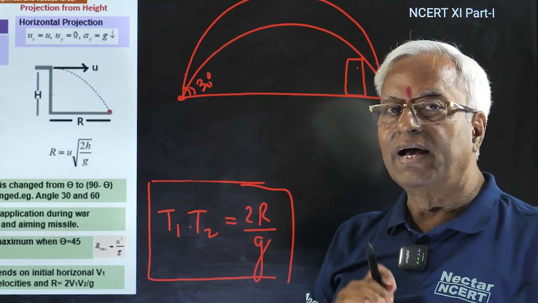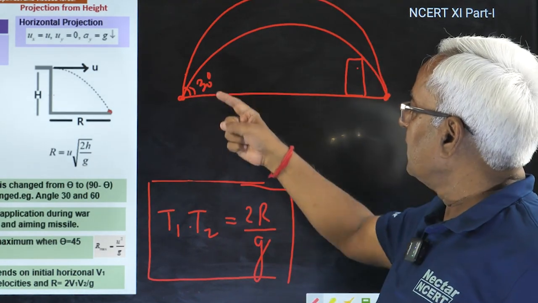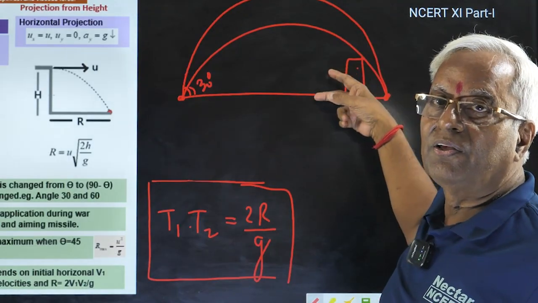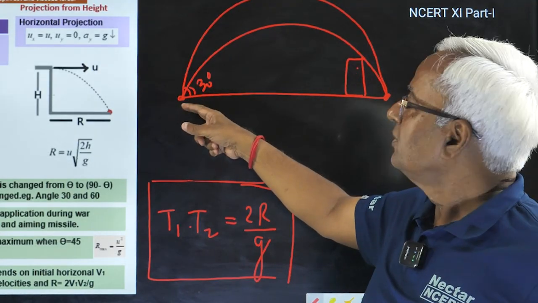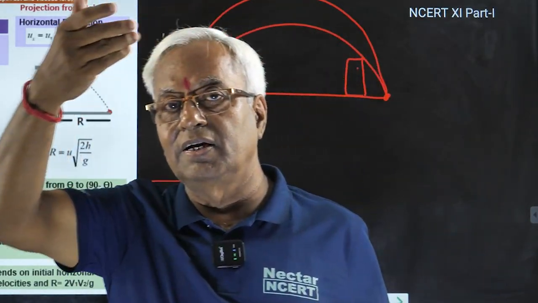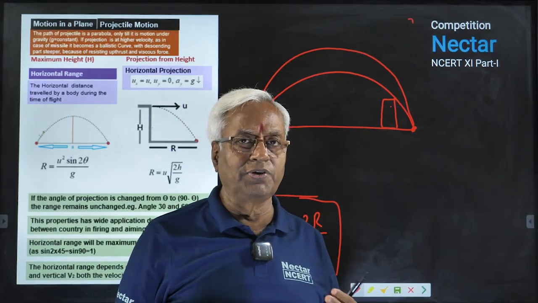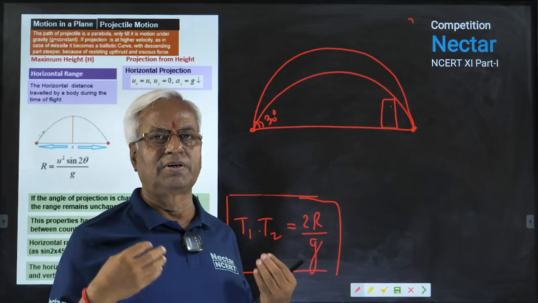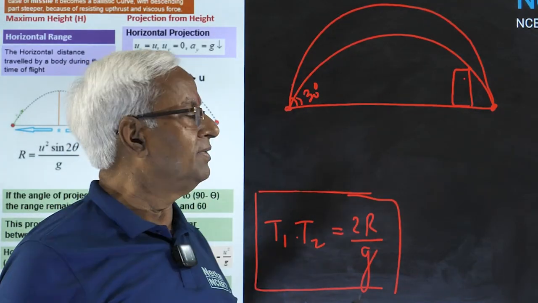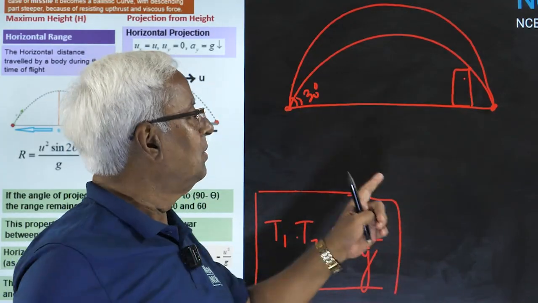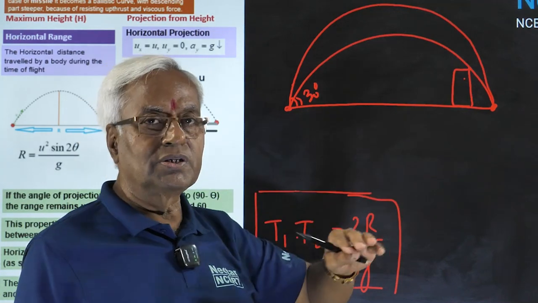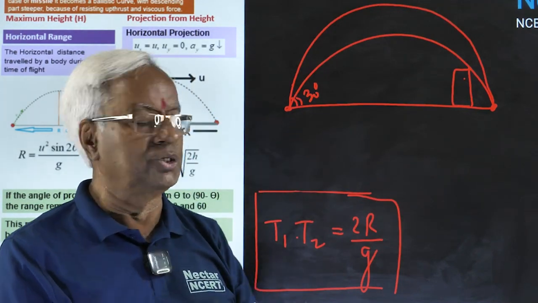But the precaution has to be taken here. If the angle is taken 30, this building will be hit. If the angle is taken 60 degree, this building is not going to be hit, because in that case the trajectory will be a little higher. So this criterion is very particular and very relevant when war takes place between two neighboring countries. While firing the missile, this criterion is considered that the angle should be chosen either 30 or 60.